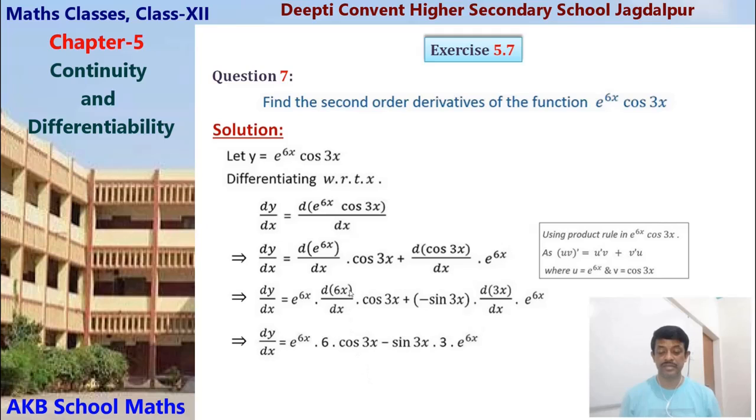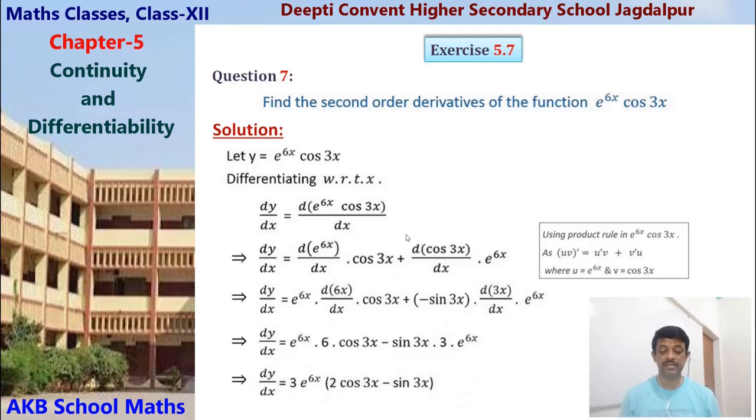Here, the derivative of 6x is 6, and the derivative of minus sin 3x is minus cos 3x times 3, so we take 3 common: e to the power 6x, 2 cos 3x minus sin 3x. This is the first derivative of the given function, that is y, dy by dx. Clear? Only using this formula we get the first derivative.